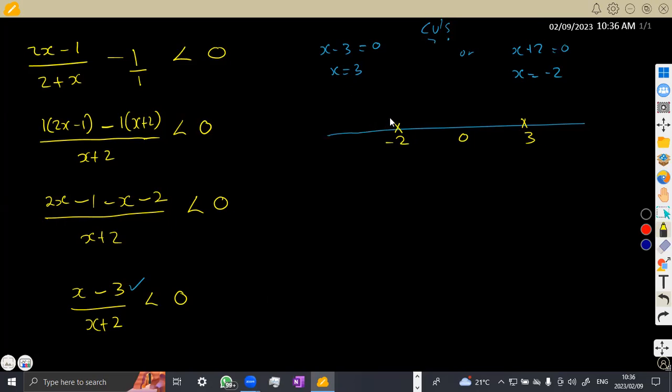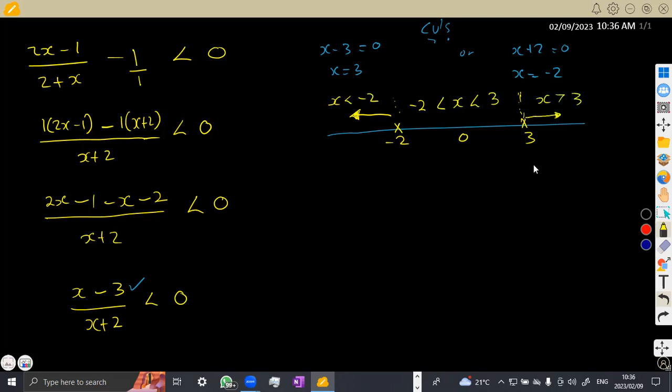So the possible solutions can be values which are less than -2, so that's x is less than -2. Then in between -2 and 3, we've got values in between. That's x is greater than -2 but less than 3. Then we've got values which are above 3, so that's x is greater than 3.